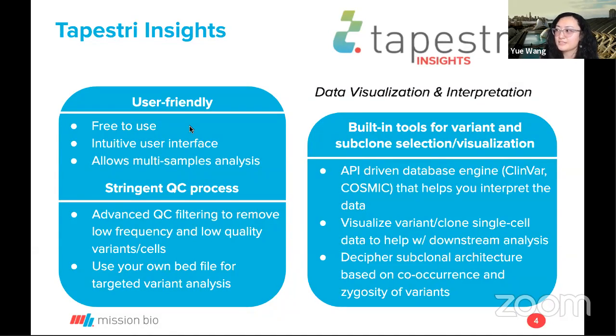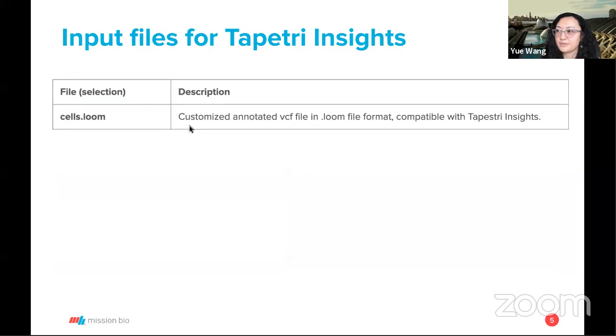In order to understand the variants and subclones, to perform better selection and visualization, we also have tools inside for you to carefully review. We have an API-driven database engine, for example ClinVar and Cosmic, that helps you interpret the data through annotation. You can also visualize your clones and your variants in order to carefully select them. Lastly, we have a visualization tool for you to decipher the subclone architecture based on co-occurrence and the zygosity of the variants. So the input file for Tapestri Insights is the cells.loom file.